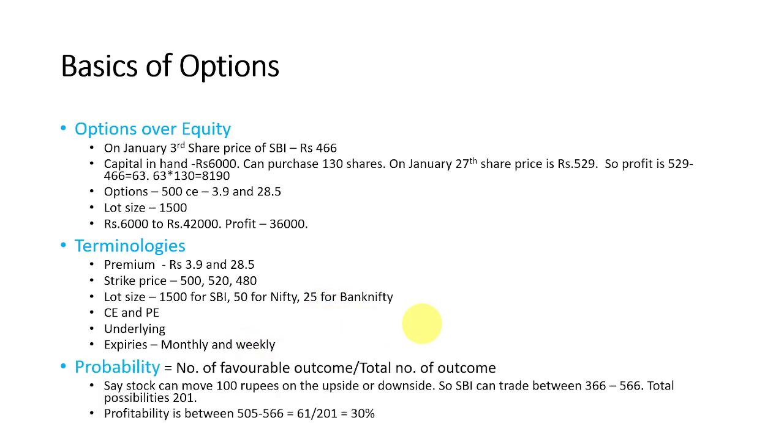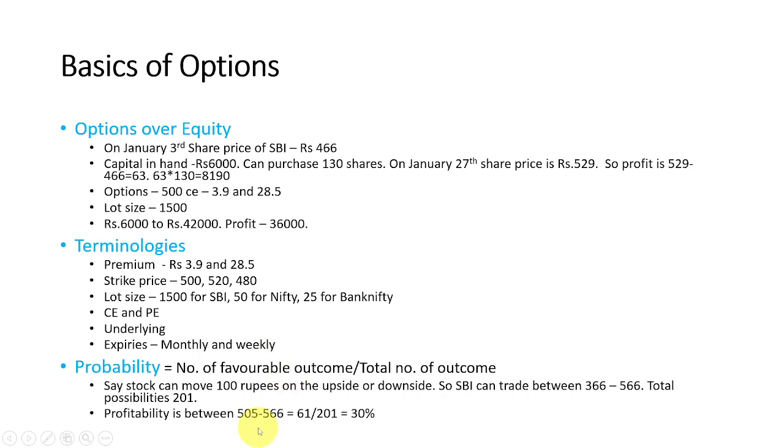circumstances. And coming to probability, the probability definition is number of favorable outcomes by total number of outcomes. Say in general a stock can move 100 rupees on the upside or downside. So for SBI, which was trading at 466 at the start of January, it can go somewhere between 366 to 566. So total possibility is 201 including 466.